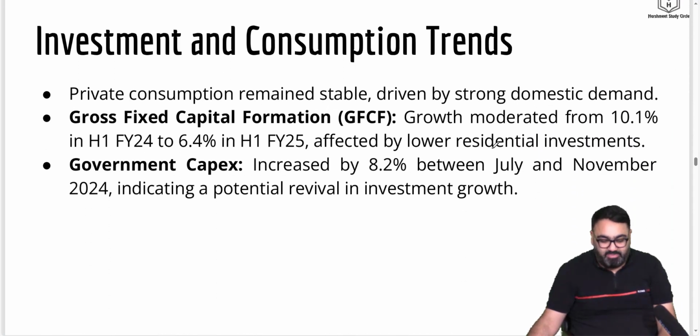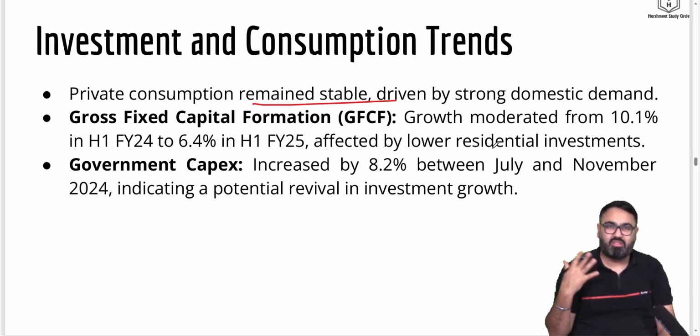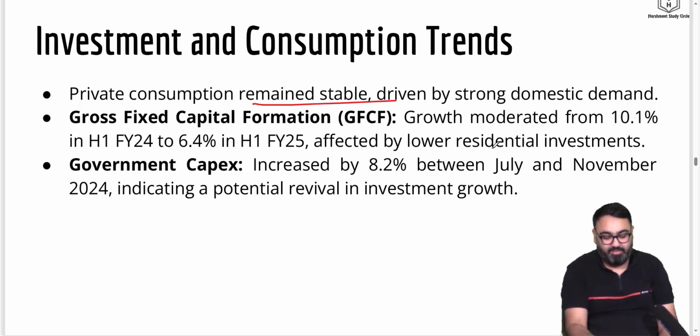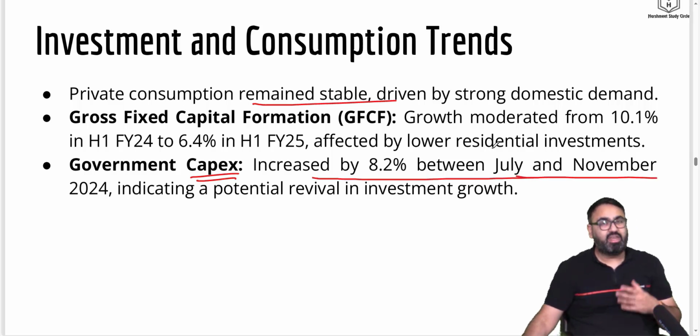Survey also talks about investment and consumption trends. It says that private consumption, that is the people buying within the country, will remain stable. The good part is the government is investing a lot in capital expenditure. So a lot of money is being spent in infrastructure building, bridges, roads, airports, etc. That is the capex, capital expenditure. It has increased by 8.2% between July and November. Now this is a very good sign.